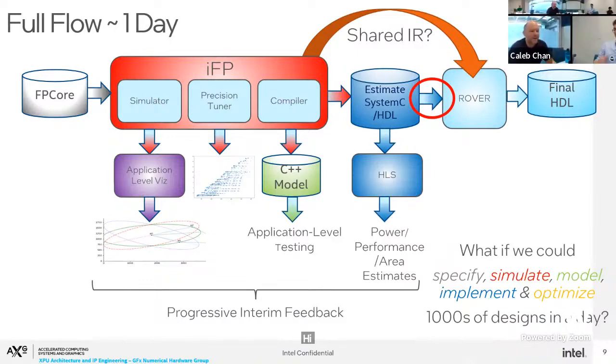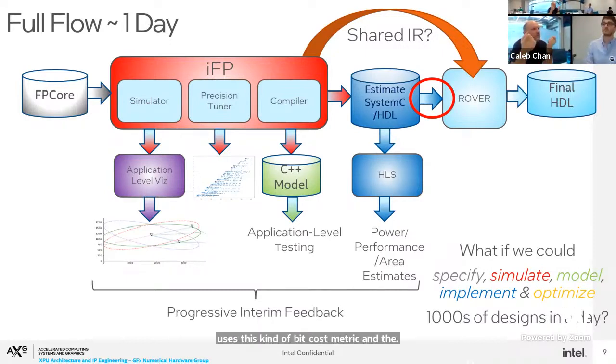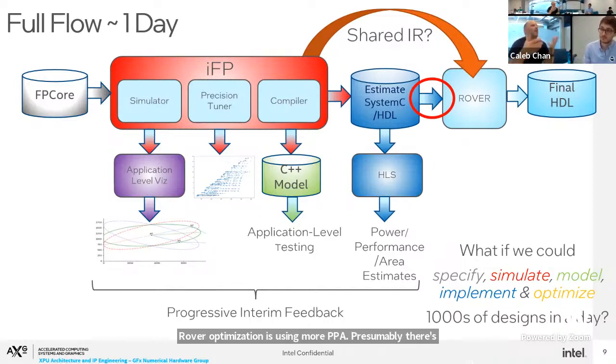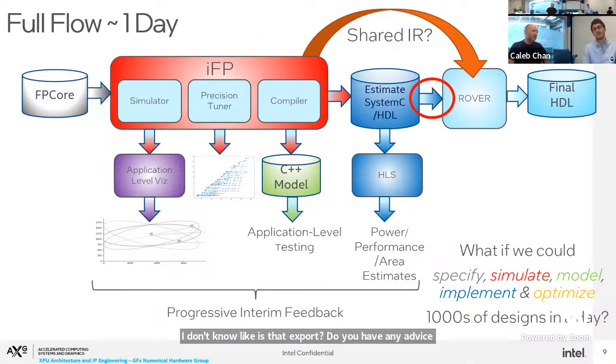Yeah, sure. Okay, so Sam, I guess there's a couple of things I was curious about. One is there's different cost functions being used in different phases. The precision tuning cost function uses this kind of bit cost metric, and the Rover optimization is using more PPA. Presumably there's some relationship or interaction between these cost functions. I don't know, is that explored? Do you have any advice for when you have this sort of multi-phase pipeline, how to make the cost functions play nice together? Definitely not explored.